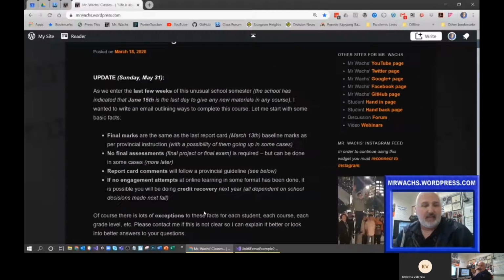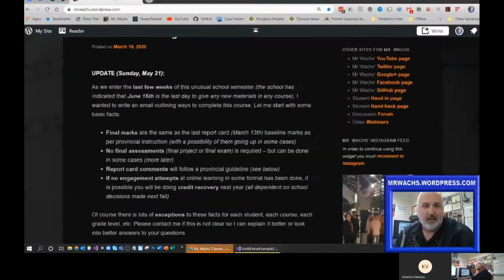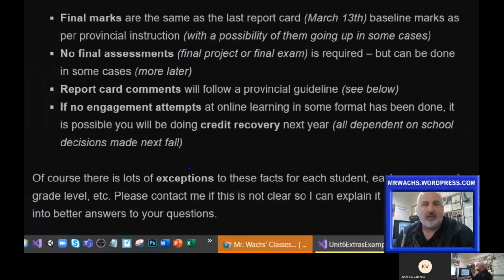Now, as it says in the email, there are lots of exceptions to this rule, okay? It's not one size fits all, that it's always going to be the same. There are lots of exceptions. It depends on the student. It depends on the course. It depends on what grade. There's lots of things there.